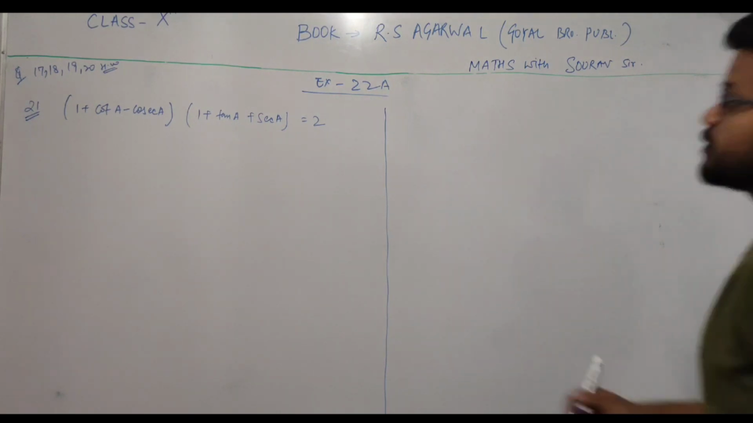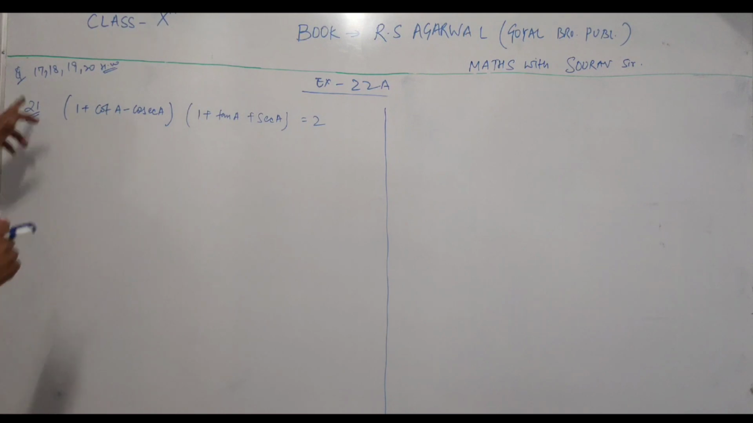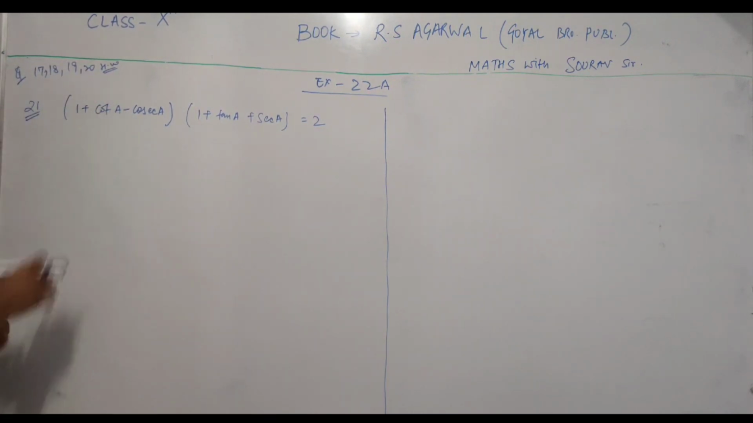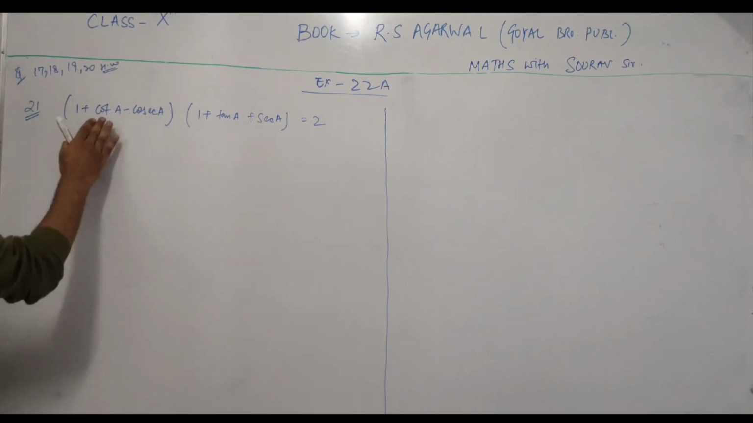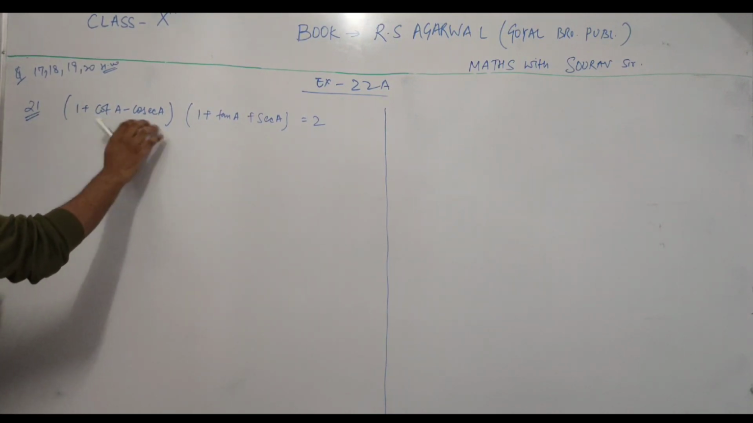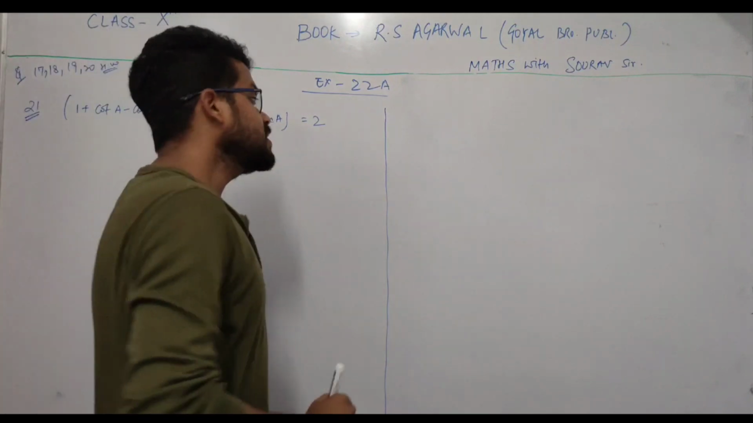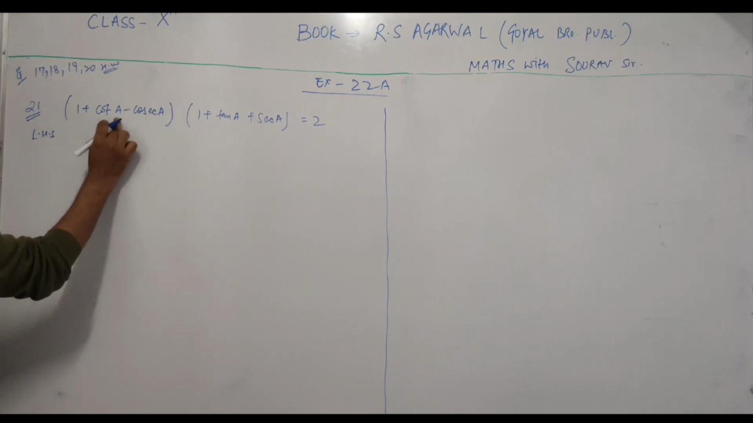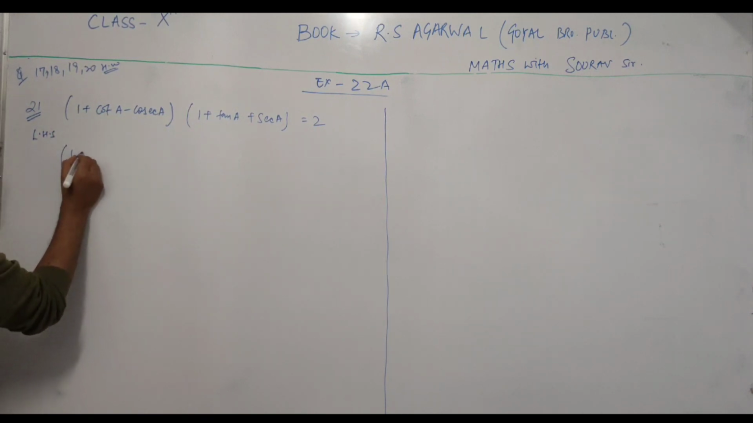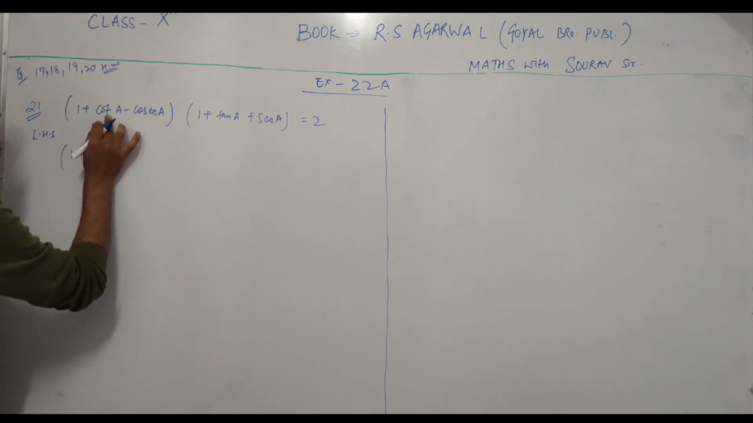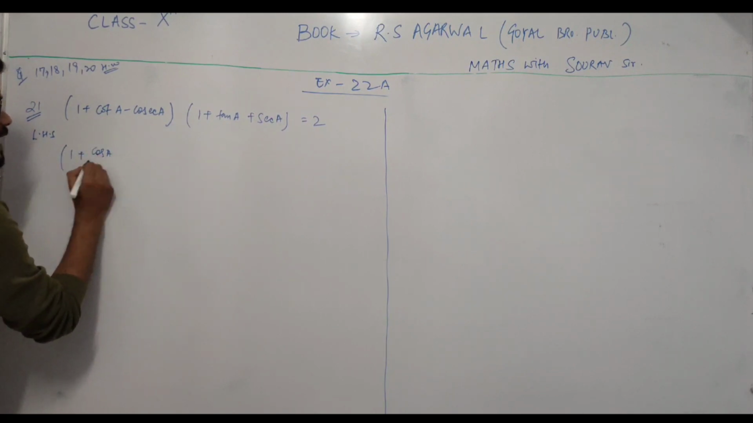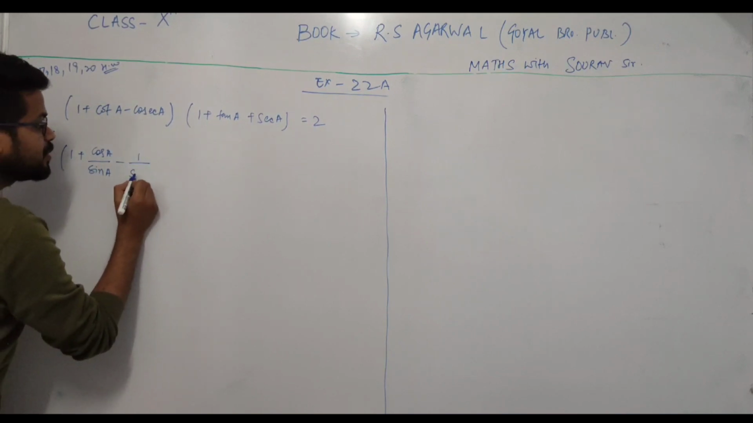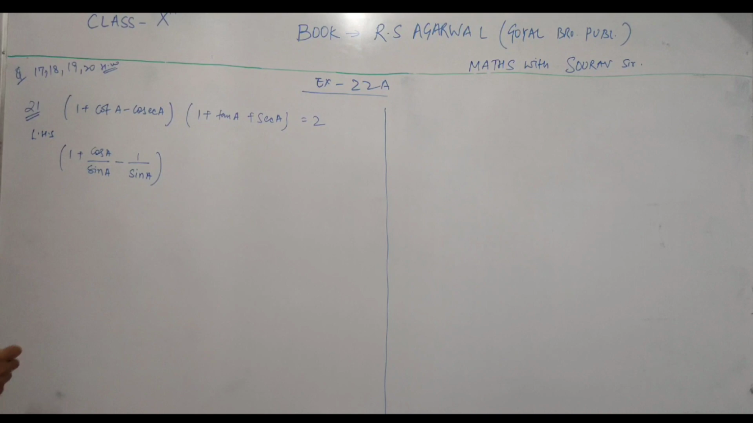So now let's continue with question number 21. Questions number 17, 18, 19, 20 are your homework. Now how do you proceed with this question? Firstly, what is the first step? Firstly, we convert this into sin A and cos A. So in the LHS we have 1 plus cot A minus cosec A. So I write this as 1 plus, in place of cot A I put cos A upon sin A, minus in place of cosec A I put 1 upon sin A.